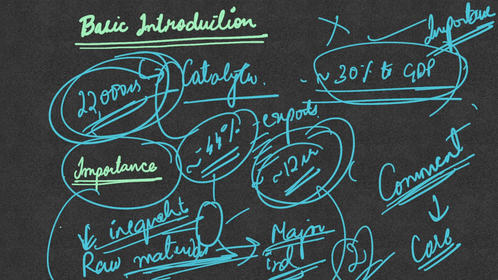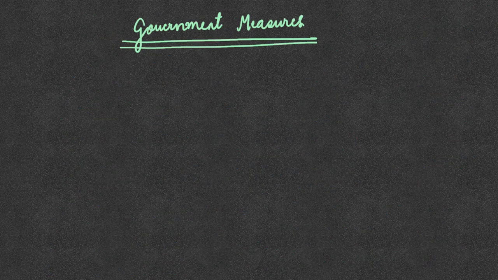Now this brings you to the second part of the question. It is because of this importance that the government is also taking a lot of measures to help the MSMEs. So now let us list out the measures that the government has taken to help the MSMEs. And remember that we are not just listing the measures taken, but we are also making a commentary on that. So what are all the government measures?